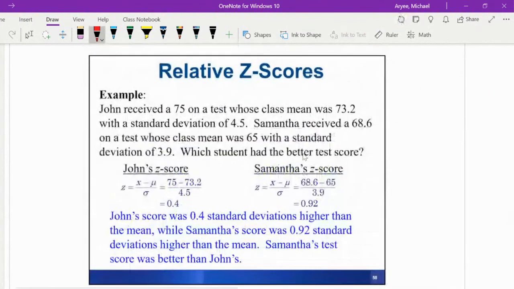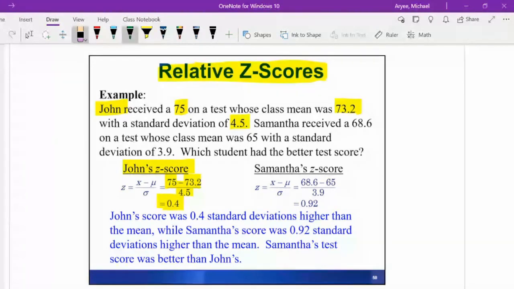Now we use the z-scores to compare your performance in 2 different classes, maybe your math class and your English class. So let's say John scored 75 on the test. The mean is this, the standard deviation is that. So John's z-score will be the score minus the mean over standard deviation. Note that John is 0.4 standard deviations above the mean.